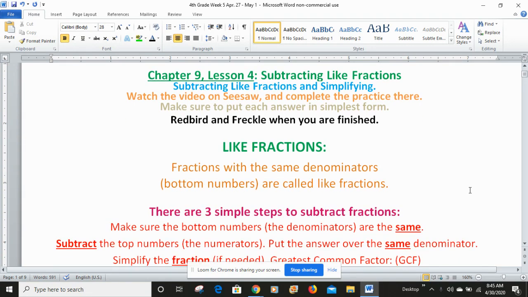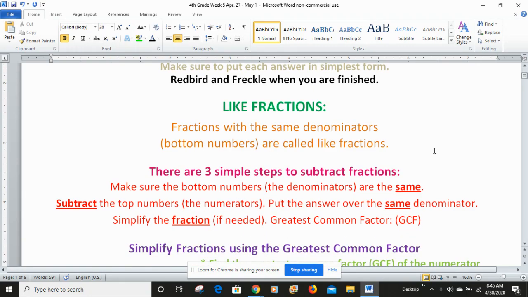We worked on like fractions the other day, and I think you probably get the steps involved in subtracting like fractions, but just a quick review of that. Like fractions are fractions with the same denominators, or the bottom numbers. There are three simple steps to subtract like fractions. Make sure the bottom numbers, the denominators, are the same. Subtract the top numbers, the numerators. Put the answer over the same denominator. Simplify the fraction if needed, using the greatest common factor, or GCF.